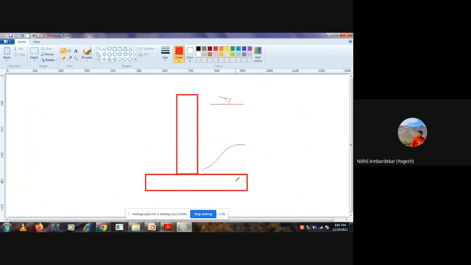So you will first cast this base slab and then cast the vertical wall. So there will be a joint here, this joint. Water may pass through this joint, correct, if you don't provide any water stop. If you provide a water stop here, this PVC sheet, then there will not be any path or space for seepage. That's why we will provide the water stop here.